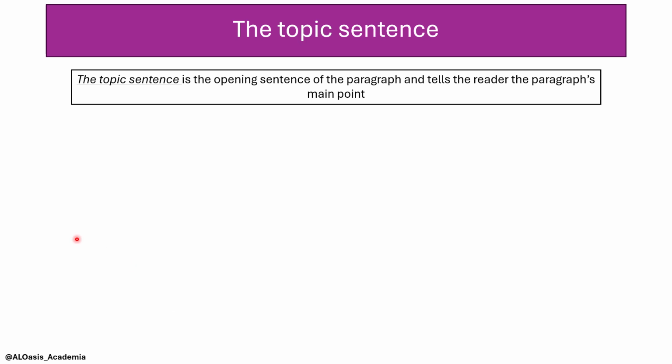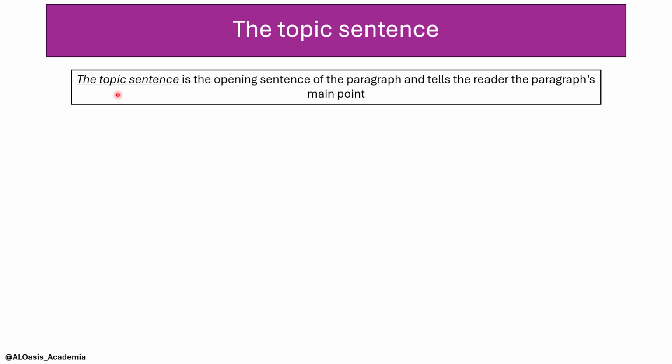Great. So let's dive now into writing paragraphs. So, of course, when you want to start writing a paragraph, the first thing you need to do is to write the first sentence of a paragraph. And the first sentence of a paragraph is called the topic sentence. Why is it called like that?